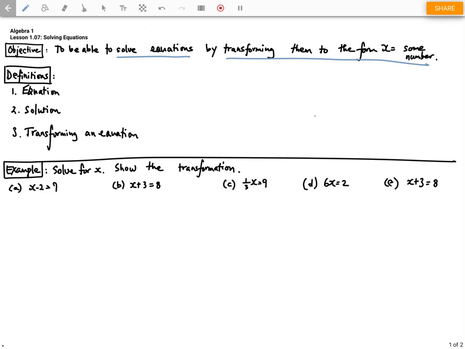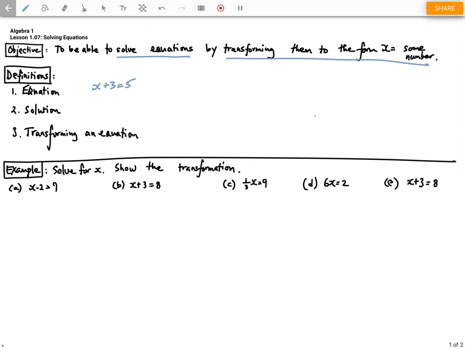What is an equation? An equation is a sentence such as x plus 3 equals 5. It's like a mathematical sentence which says that one expression is equal to another expression. What is meant by solution? A solution of an equation is the number you can substitute for the variable that makes the sentence true.